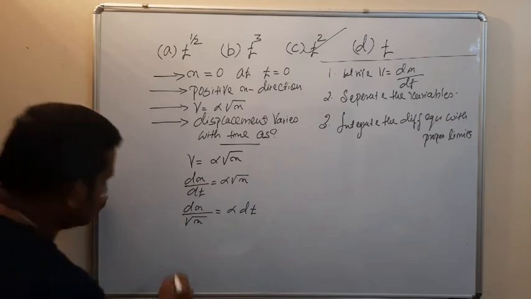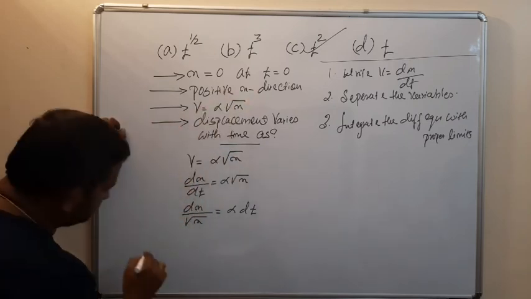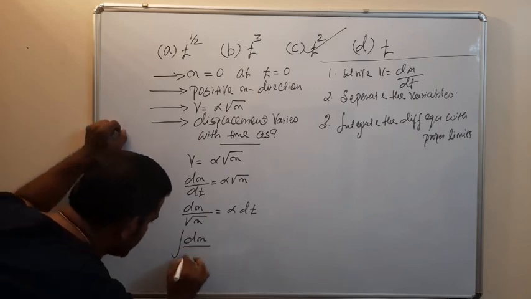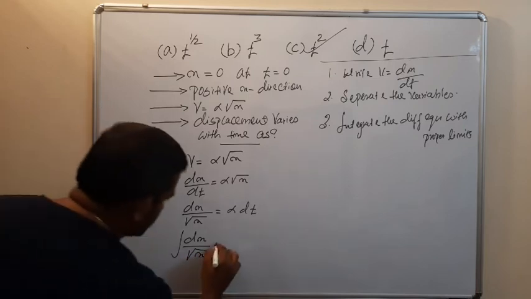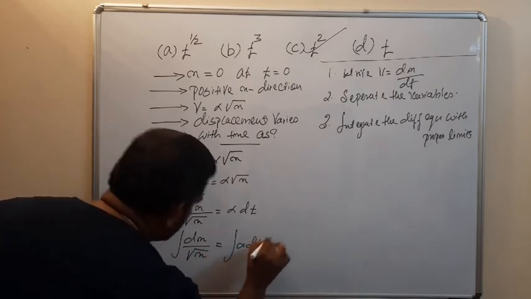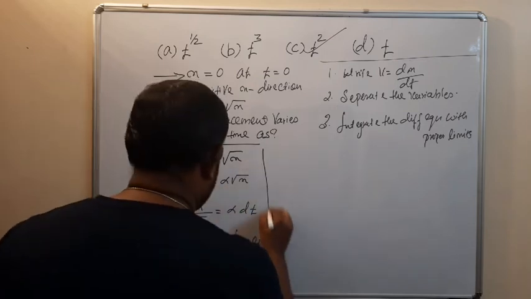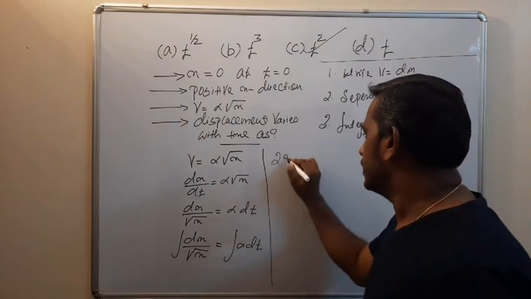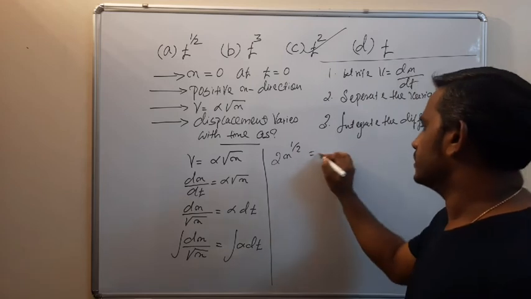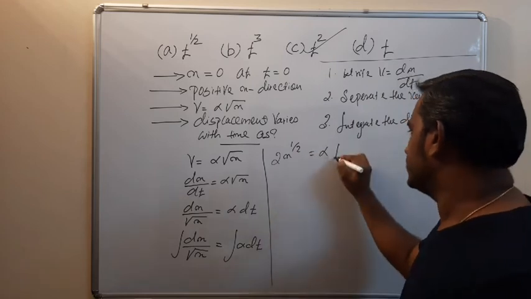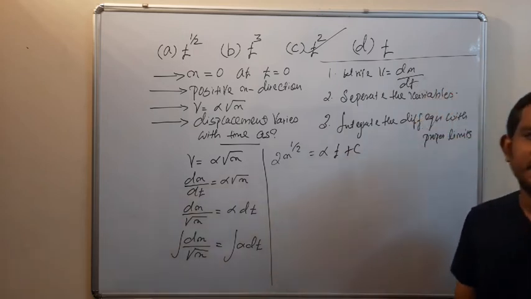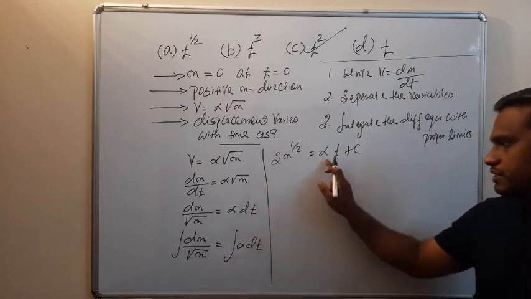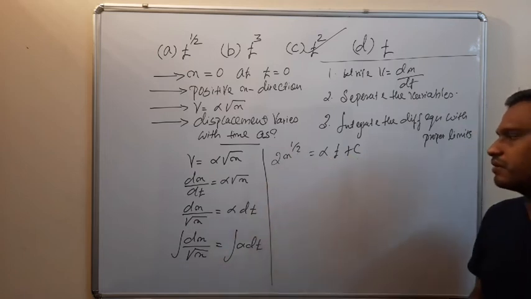Third step, integrate. Here the limit is not given, so we can integrate without limit. That is, integral of dx by root x equal to integral of alpha dt. So what is the integration of dx by root x? That is 2x power 1 by 2 equal to alpha t plus c, an indefinite integration, where c is the constant of integration.